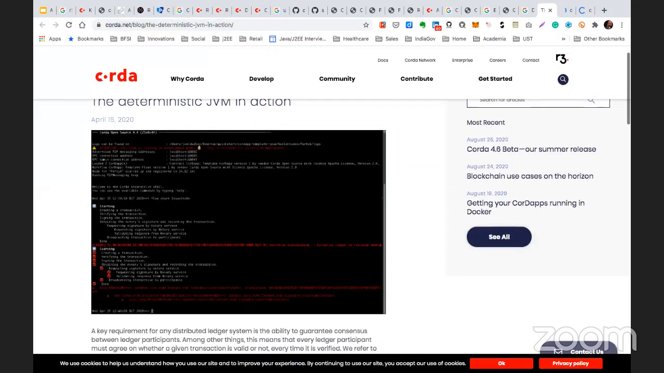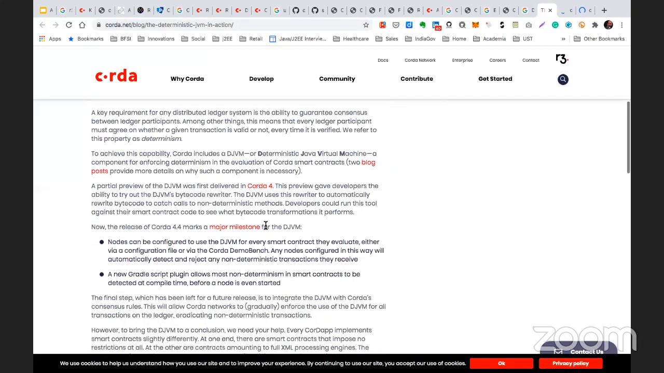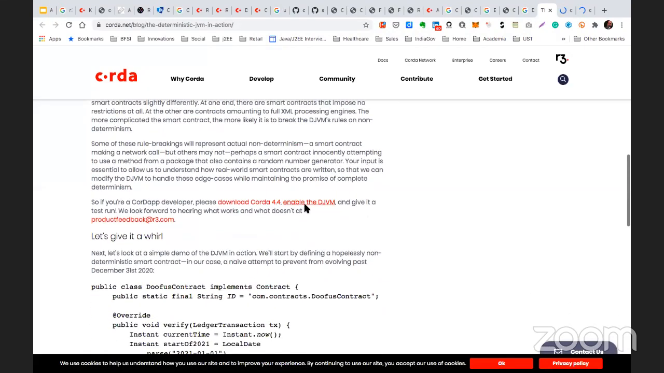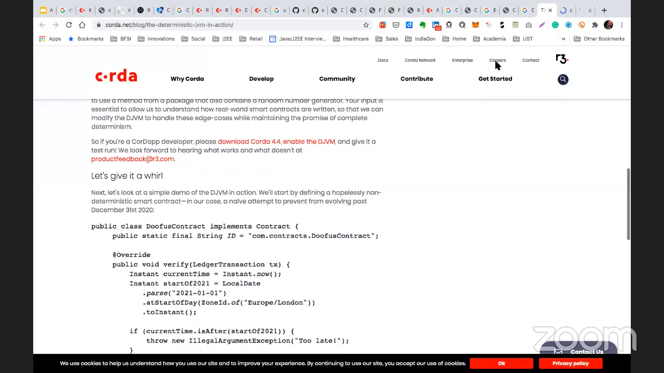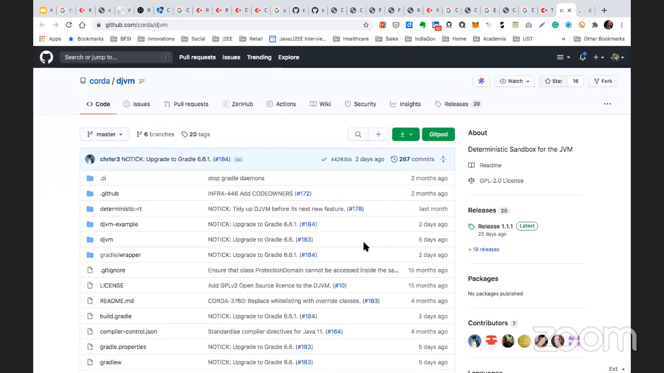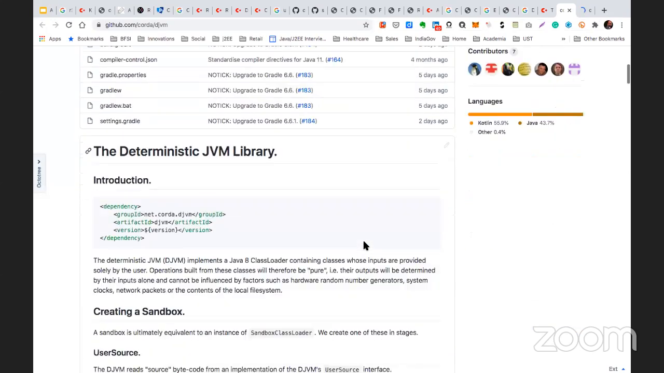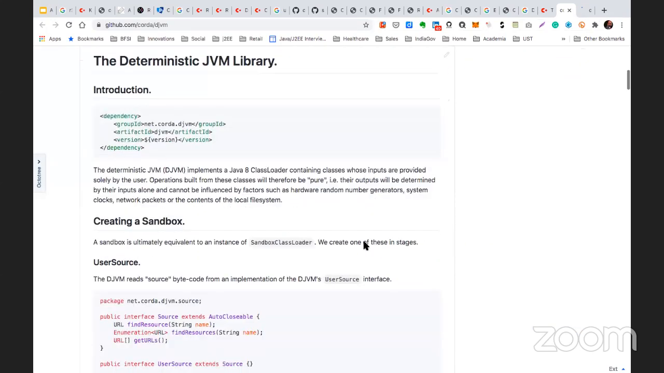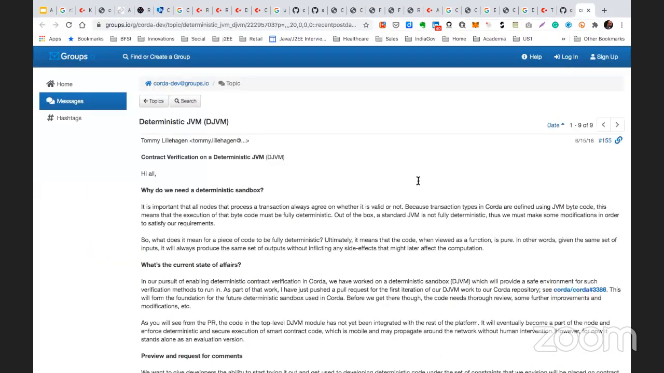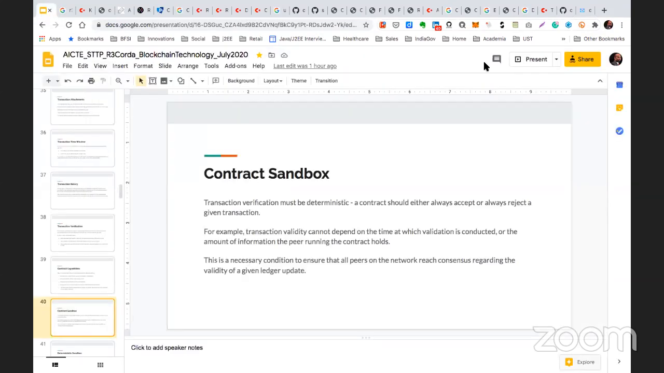You can see how to test a deterministic JVM, right? And in the latest version, they have implemented a lot of additional features on the deterministic JVM. You can find the example of how the deterministic JVM is implemented and how it is used. Okay, now let's get back to the presentation.